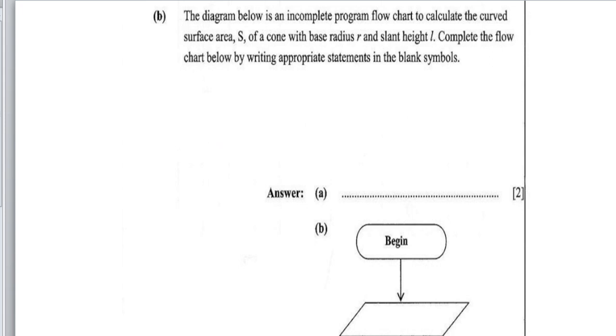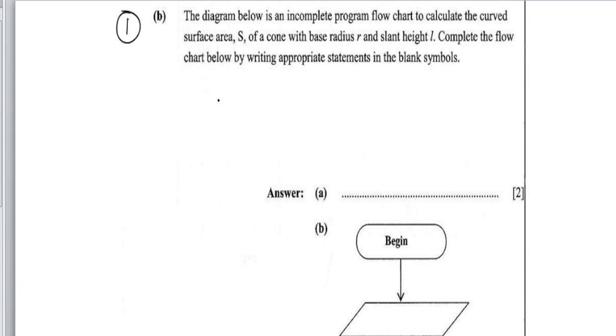Okay, so we're going to look at some questions on computer and calculator. So we have some paper one questions that we're going to concentrate on and see how best we can do them. So this is the first question that we're going to look at. So let us see how best we can do that.